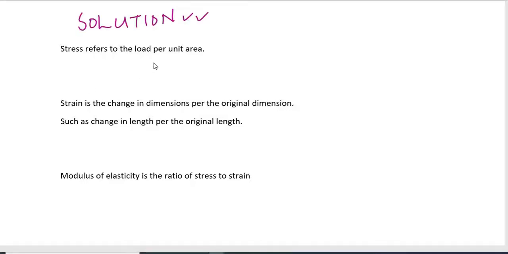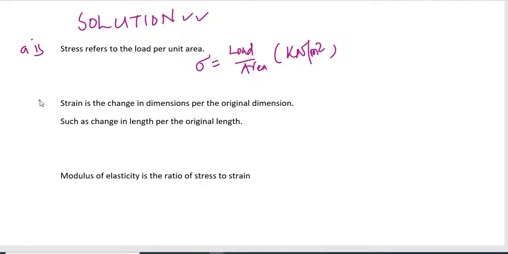Stress refers to the load per unit area. That is Roman 1. Load per unit area means load over area, and this is maybe in kilonewtons per square meter, and it can be given as sigma.